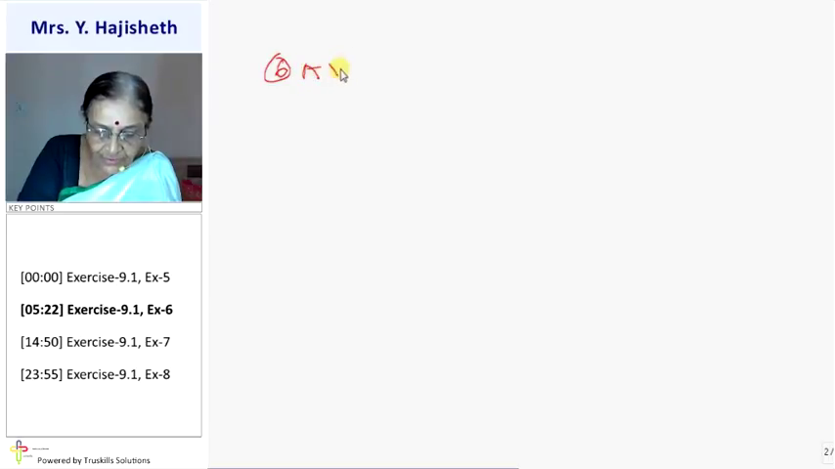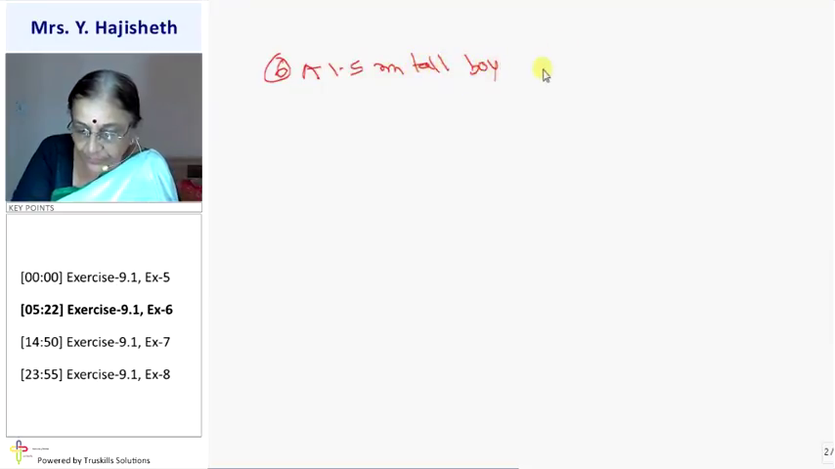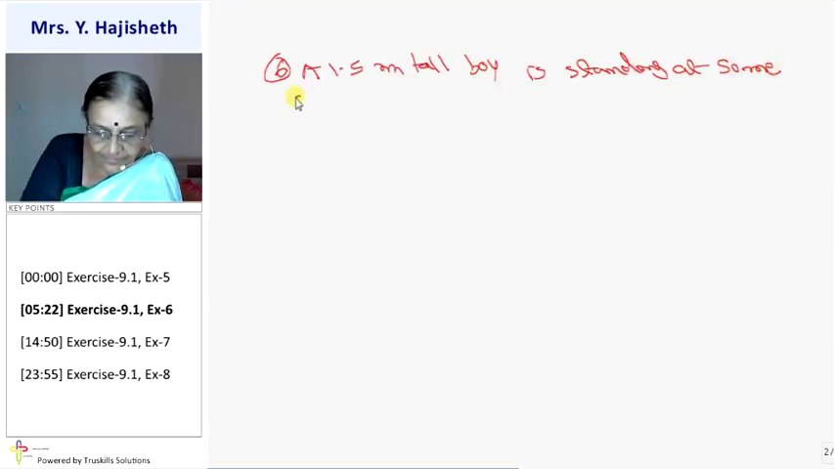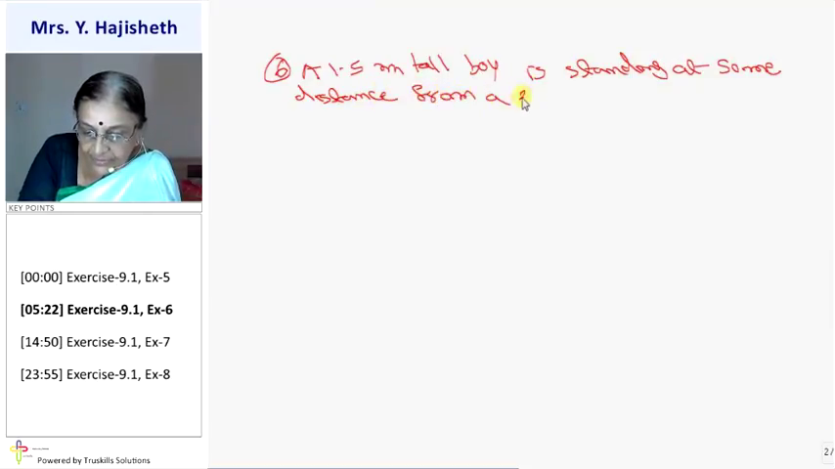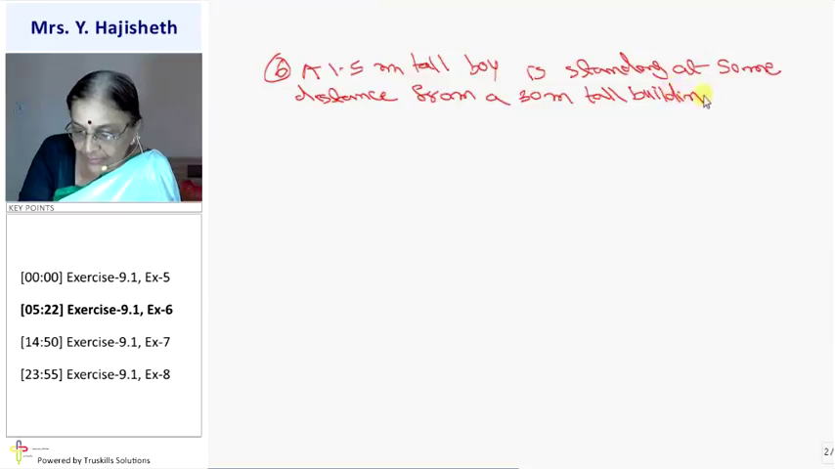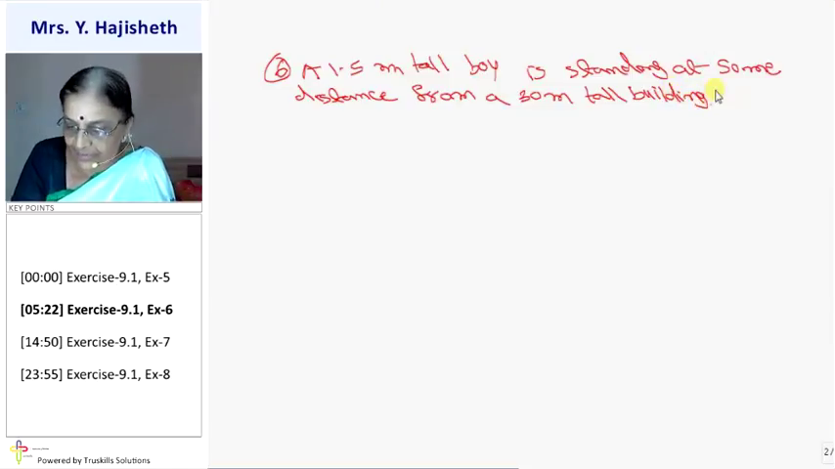You are given two things. One, a 1.5 meter tall boy is standing at some distance from a 30 meter tall building. Okay, so we have to draw two objects. First we will draw a building and keep the boy standing.